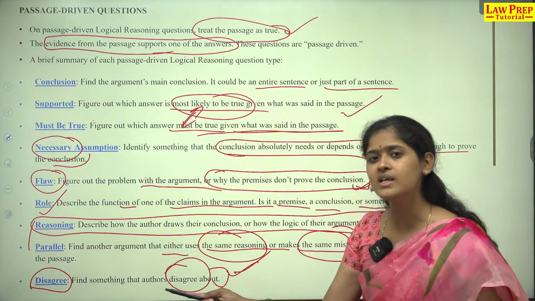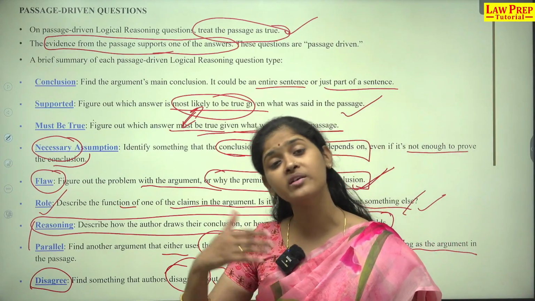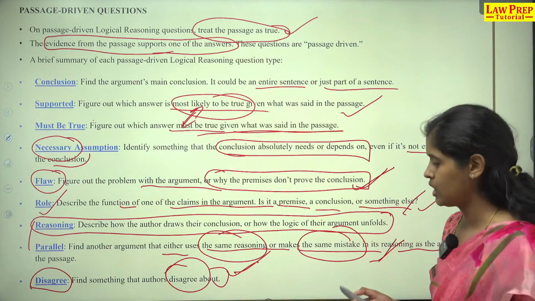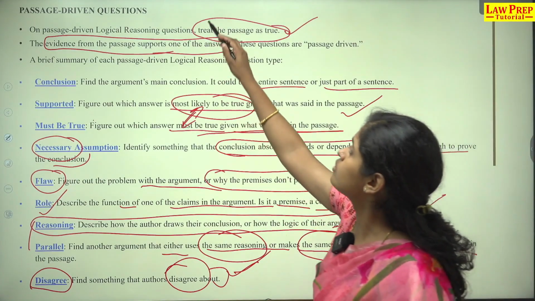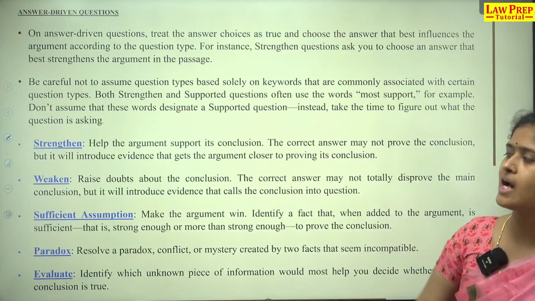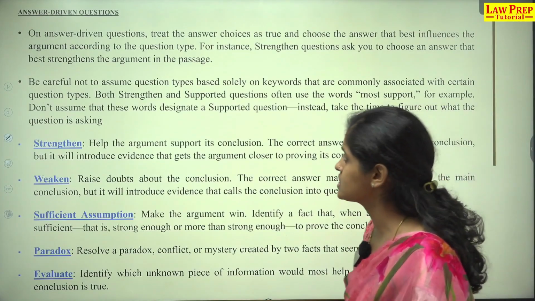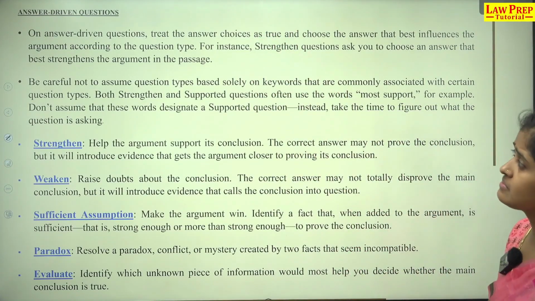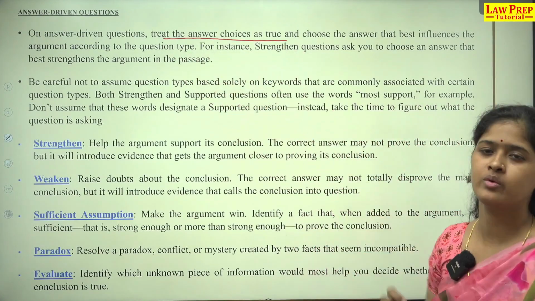But for disagree, you will have to directly go back to the passage, because whatever is in contradiction to the author's lines will be the correct answer. Okay, these are passage driven questions. For this to be true, the passage has to be true in your eyes. Next, answer driven questions. These two lines may seem like you have to read it. I'll read it for you so that you'll remember. Treat the answer choices as true. You have read this thing?